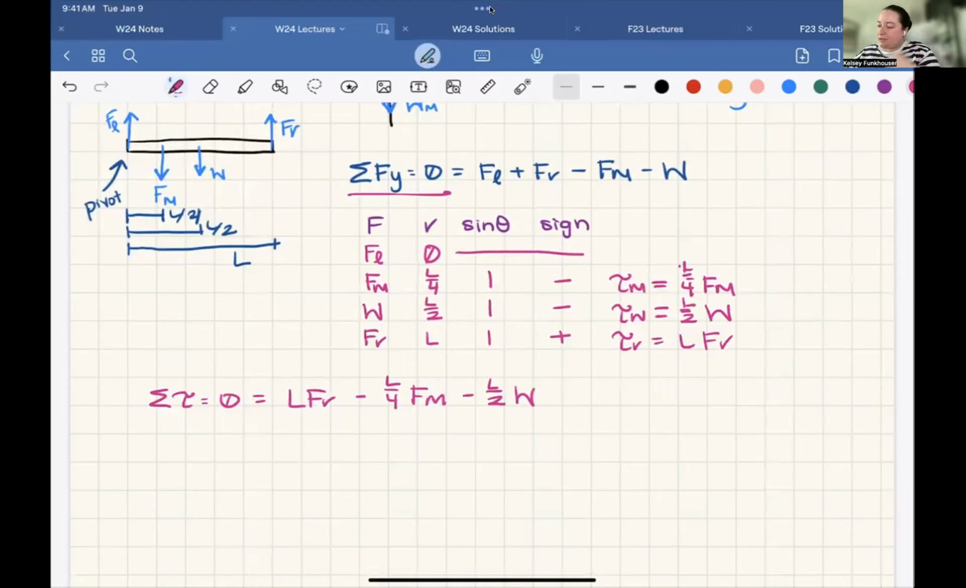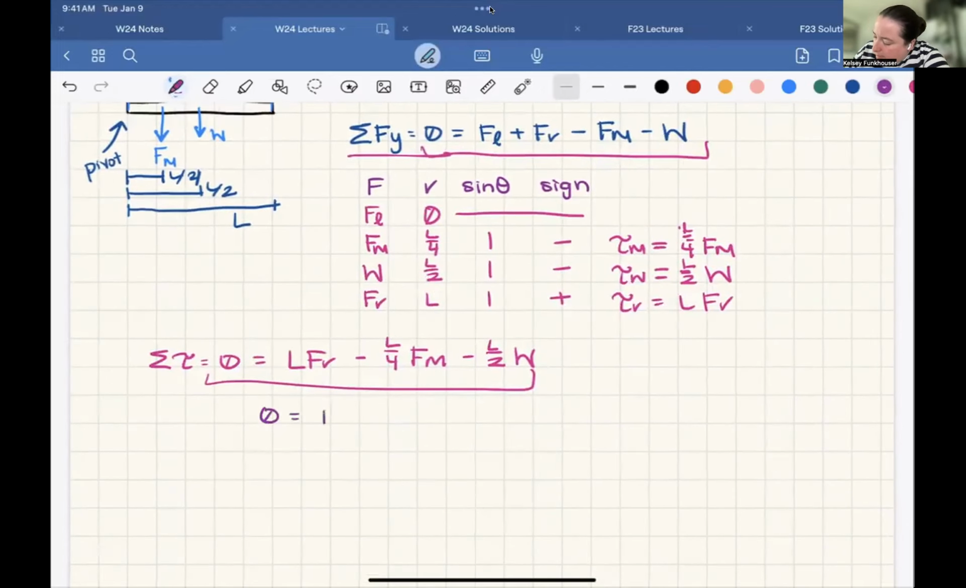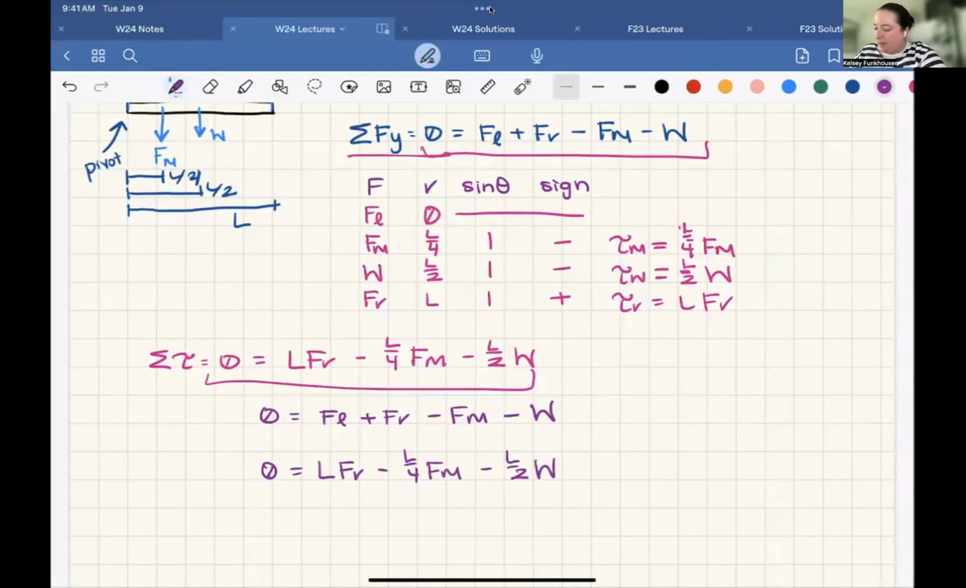So now we have these two equations, this one and this one. And the question asked us what the forces from the scales are. So that's the FL and FR. So let's take a look at our equations. 0 equals FL plus FR minus FM. I'll rewrite them in a second. And then our other one, 0 equals L FR minus L over 4 FM minus L over 2 times the weight.